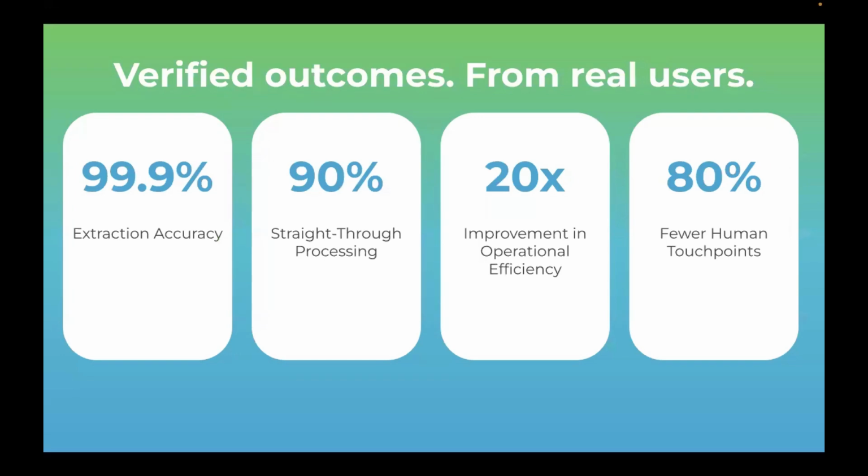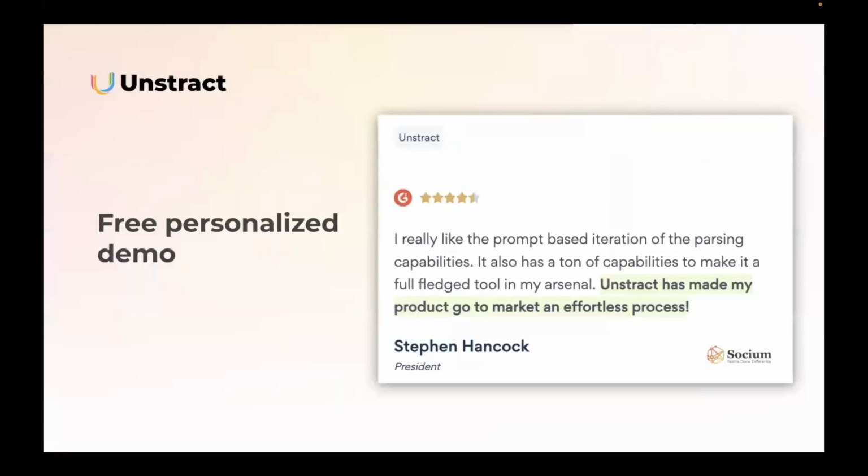So before we move on into the Q&A, we've seen from our users that with Unstract, they've been able to achieve 99% accuracy, a 90% straight-through processing rate, a 20x improvement in operational efficiency, and 80% fewer human touch points. So you can try this out.